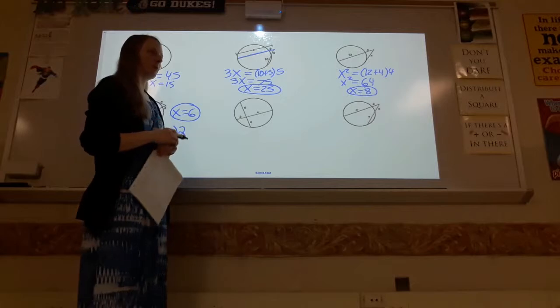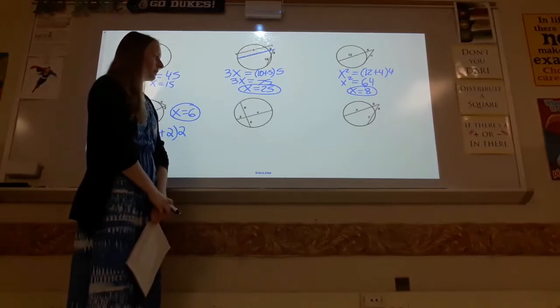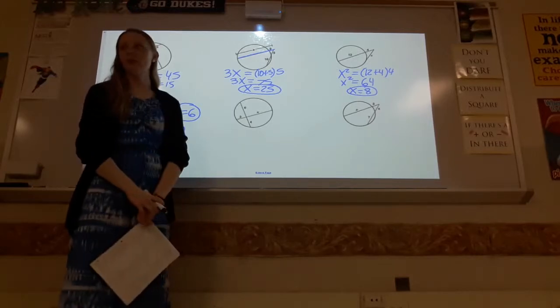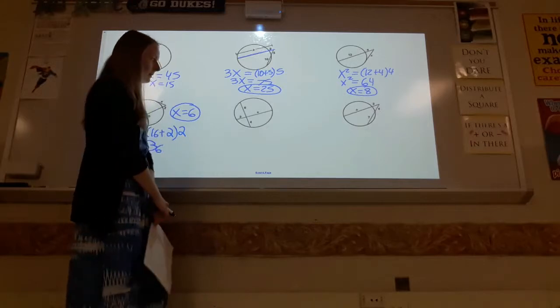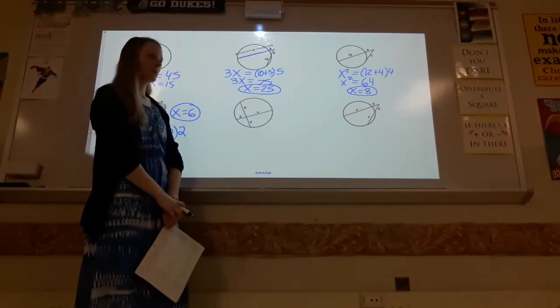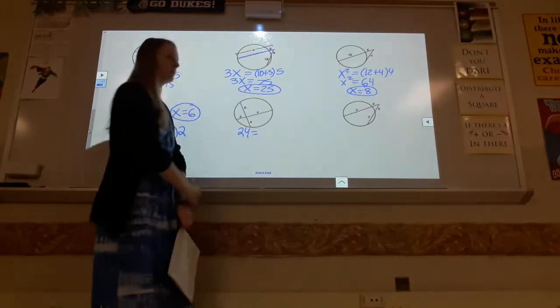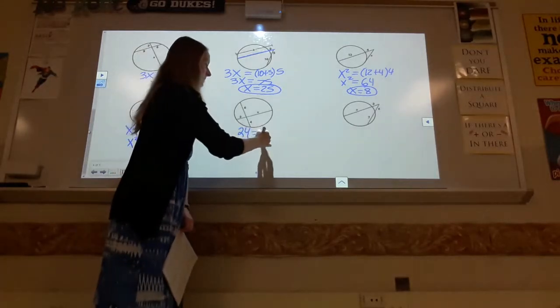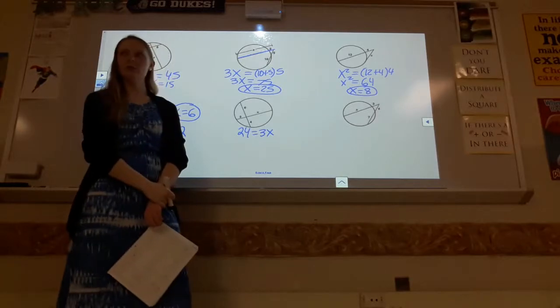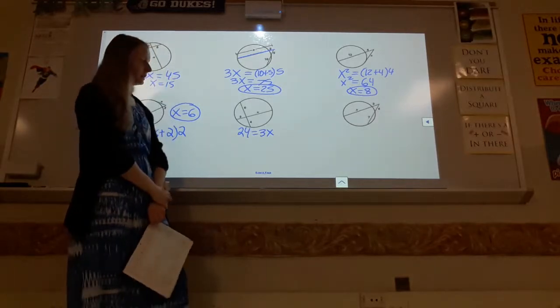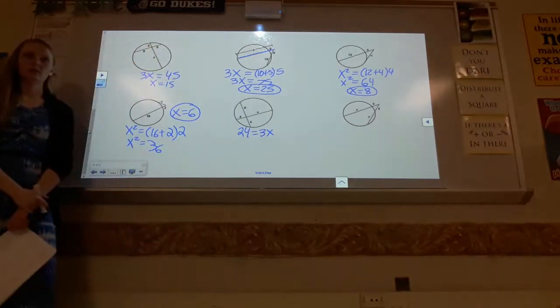All right, what about for this one? What would my formula look like? 6 plus 4. Not plus. The chords are multiplication. 6 times 4, which is, okay, so 24 would be equal to 3x. You multiply the pieces of the chords, and then you set them equal. So what would the value of x be? 8.